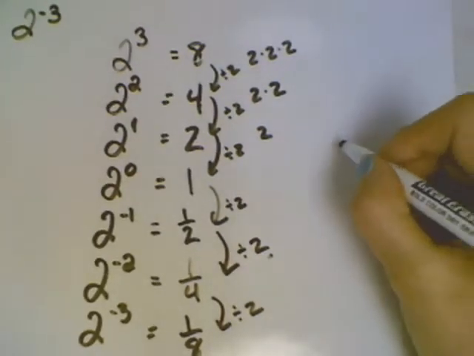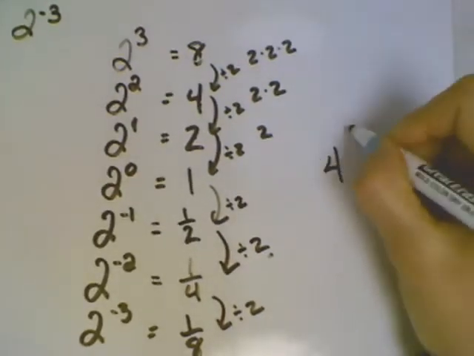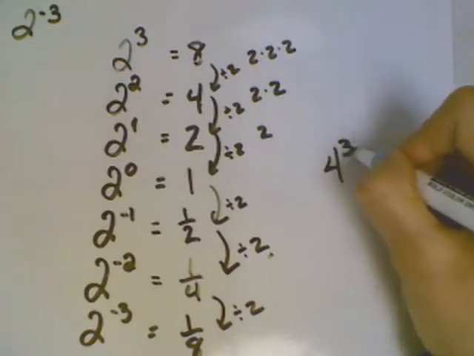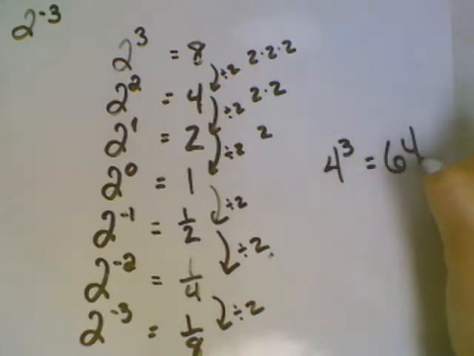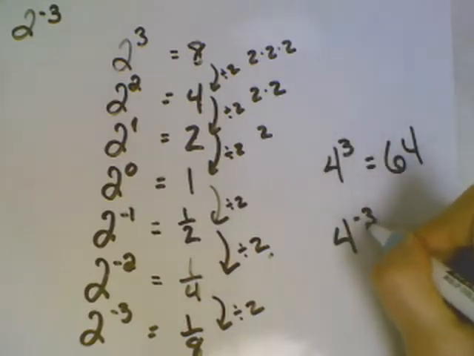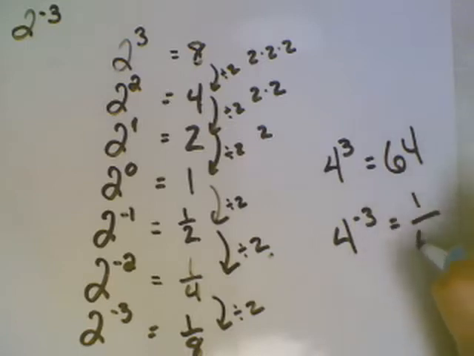I know that 4 to the 3rd is 64. Then 4 to the negative 3rd is going to be 1/64. I'm going to divide by 4 three times, and in here multiply.